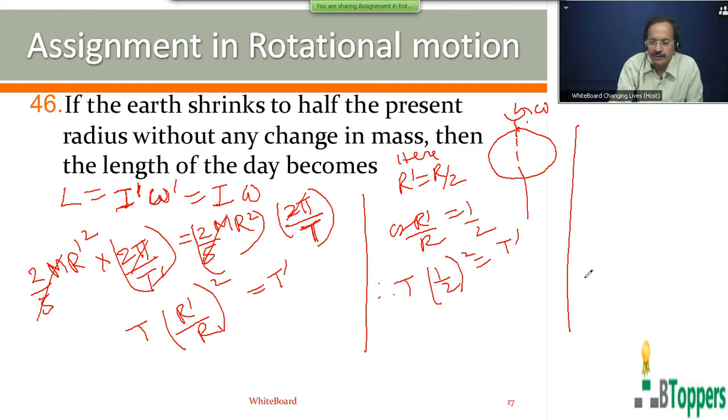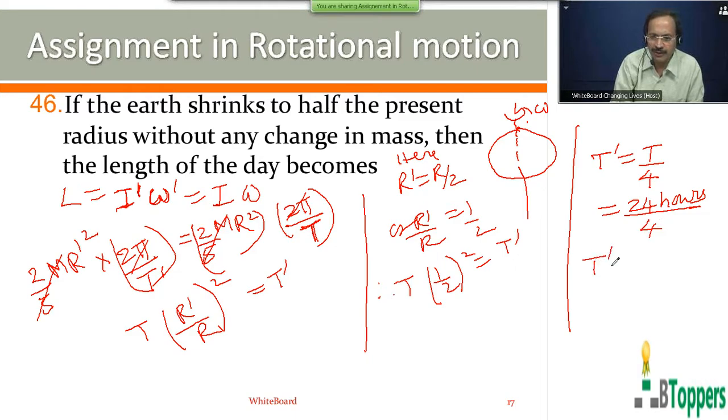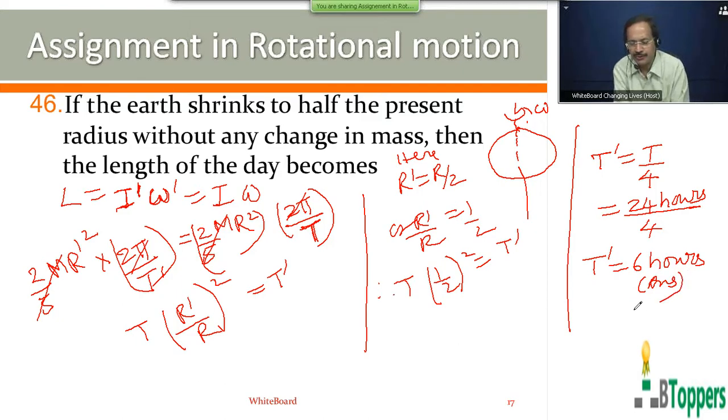So the new length of the day, which is nothing but the new time period of rotation of the earth about the axis through the poles, equals 1/4 of the present time period of rotation of the earth. The present length of the day, or present time period of rotation of the earth about the axis through the poles, is 1 day or 24 hours. So the new time period of rotation becomes 6 hours. That means the new length of the day becomes equal to 6 hours. So the answer is 6 hours.